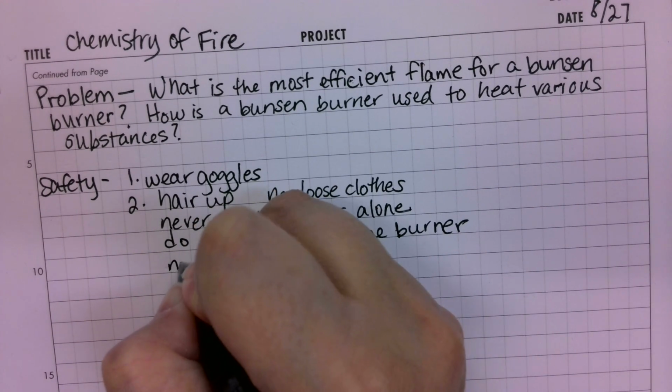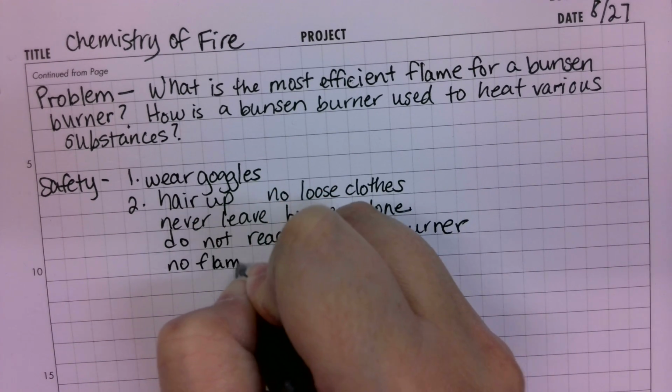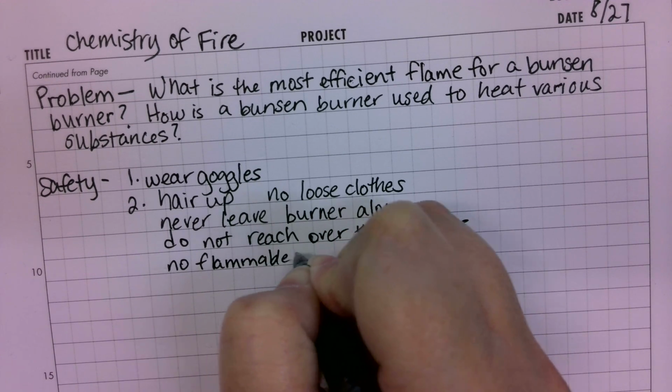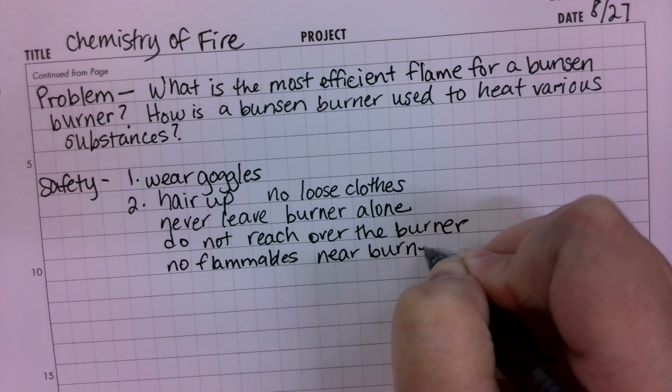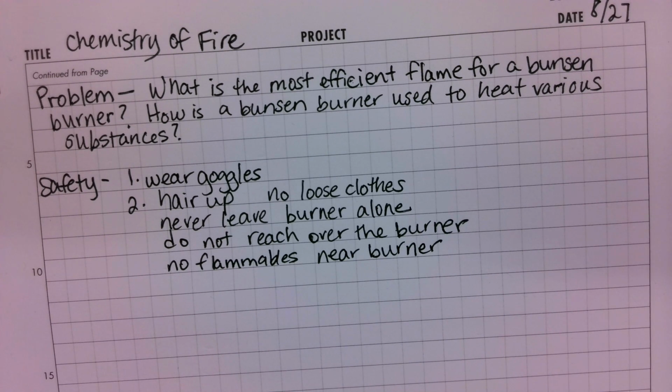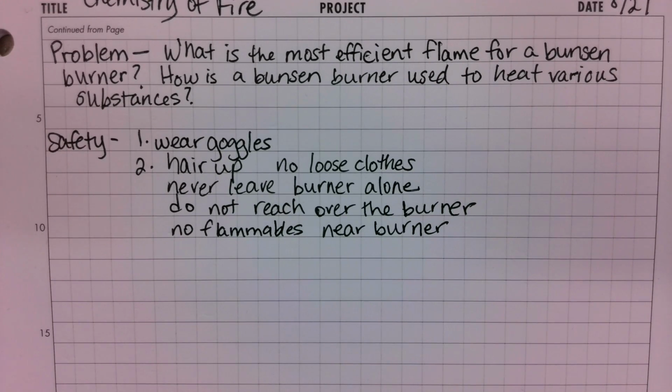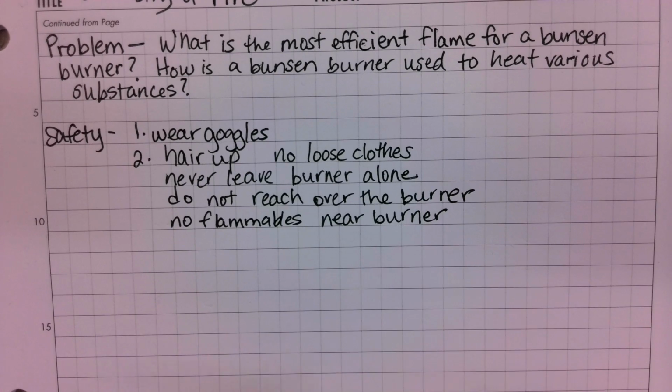Okay, no flammables near the burner. So there's spray bottles back there with cleanser for after the lab is over. That's flammable. So you would not take that bottle of cleanser and like stick it above the flame because you could make a giant fireball, which you don't want to do. So you keep the flammables away.